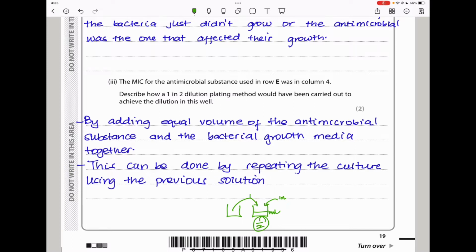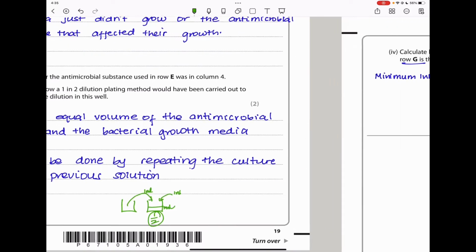If you take 1 ml from here and 1 ml from the diluting substance, then we're going to create a 1:2 dilution. So using the previous culture and then adding the antimicrobial agent, like we have said. Going to the next part.